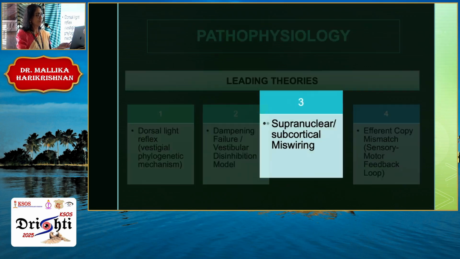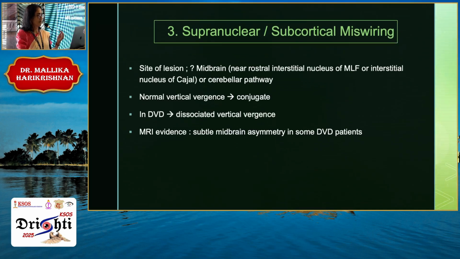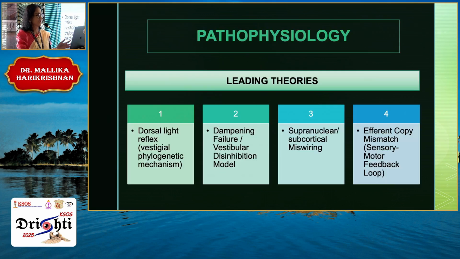Third theory is the supranuclear theory that says that it is due to some abnormality in the midbrain. It may be near the rostral interstitial nucleus of MLF or the interstitial nucleus of Cajal. So what is the normal vergence to conjugate? So in DVD, there will be dissociated vertical vergence due to some abnormalities of the midbrain centers. MRI evidence also suggests that in some DVD patients, there will be subtle brainstem asymmetry.